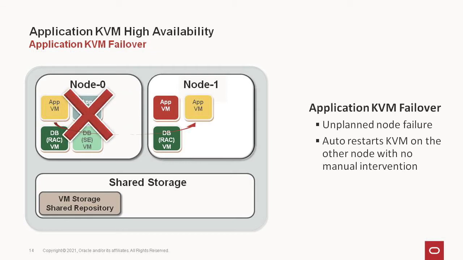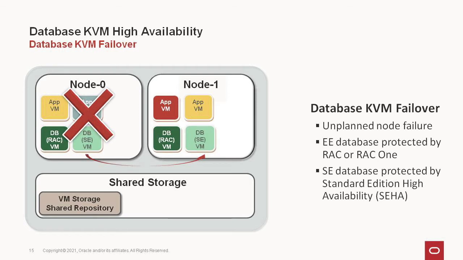And then if the whole system, node 0, fails, because the application KVM is sitting on the shared storage, you can set it up so that it automatically fails over to the other node. We can do this because of the shared everything architecture. Now, what about the database? The database is automatically protected by Real Application Clusters already. So you see that dark green one, the RAC database KVM, that automatically fails over when the node goes down, because that's what RAC does, and it does it very fast and very efficiently.